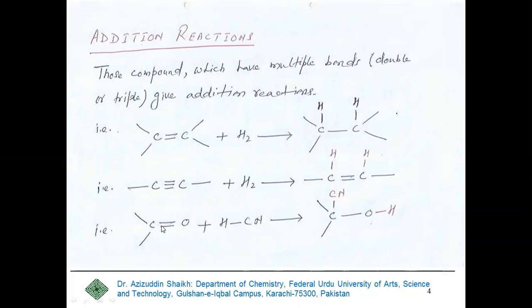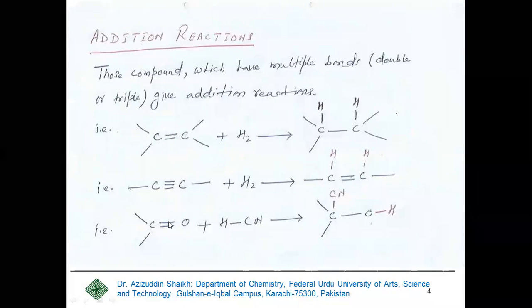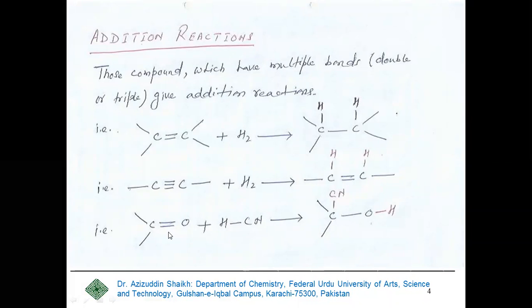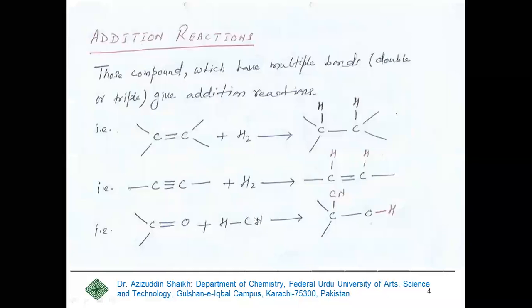In the same way, the carbonyl compound is not an unsaturated compound, but it has a double bond. It has the tendency to undergo addition reaction. A hydrogen cyanide molecule is added across this double bond, the pi bond is broken and two sigma bonds are formed. This is called cyanohydrin. So these are examples of addition reactions. The carbonyl as well as unsaturated compounds give addition reactions.